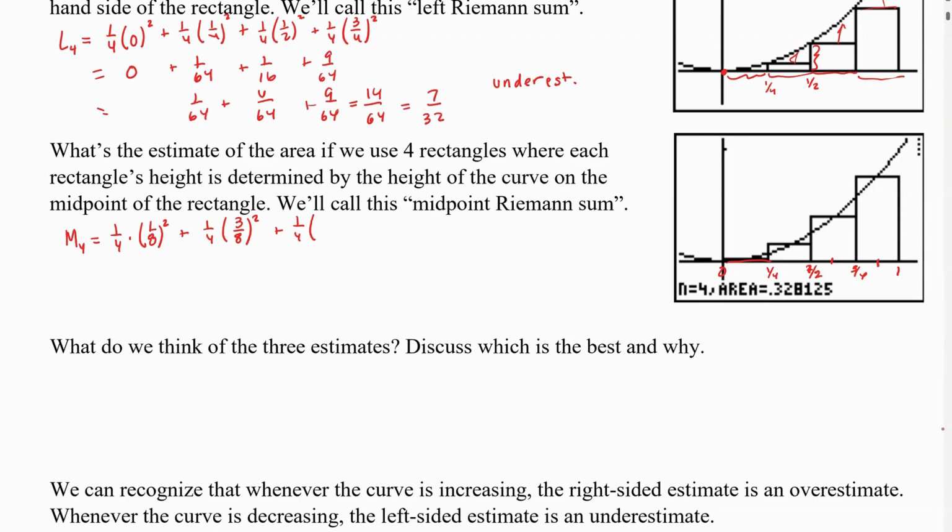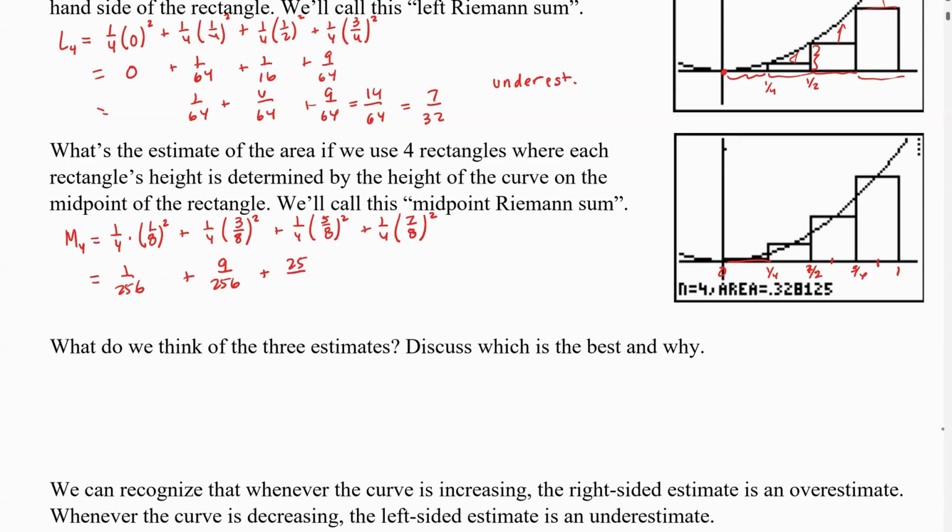How about the third midpoint is going to be 5/8. Square that. And the last rectangle yields a 7/8 x value. So 7/8 squared is going to be our height. Cleaning that up, this is 1/64, but times 4, it's 1/256. This one's going to be 9/256.